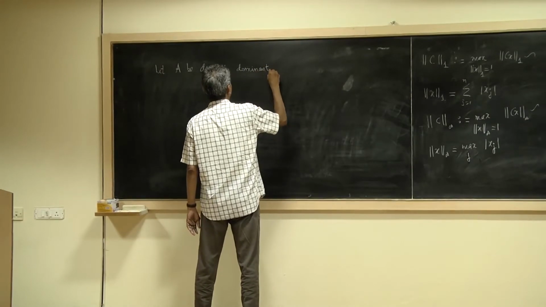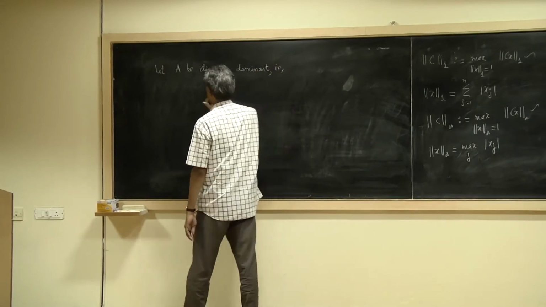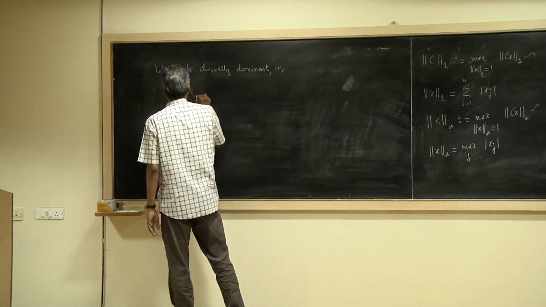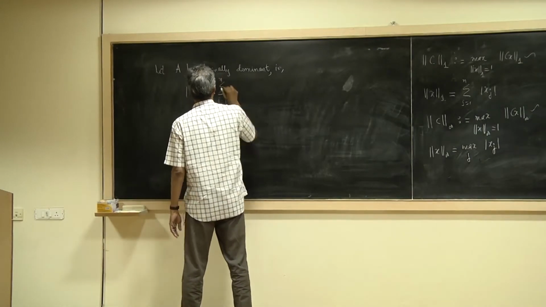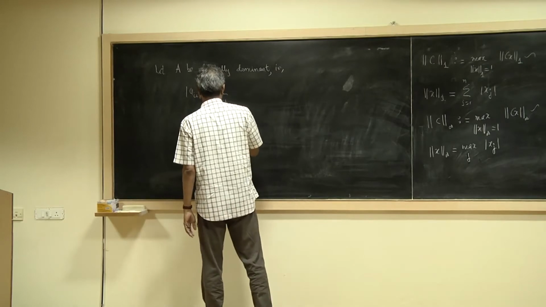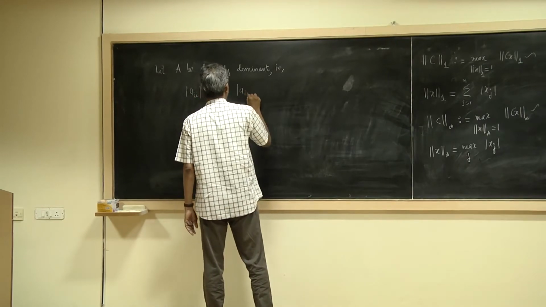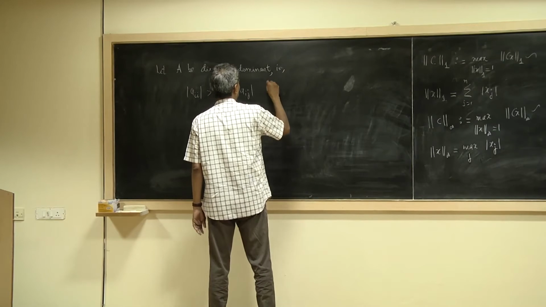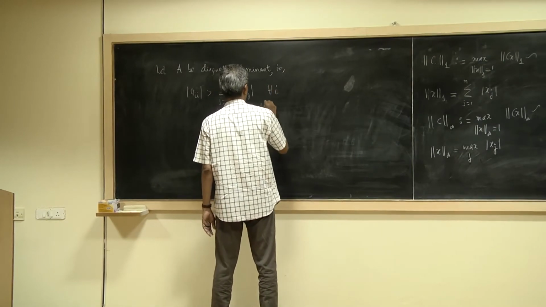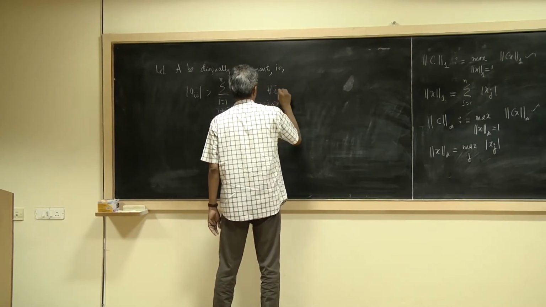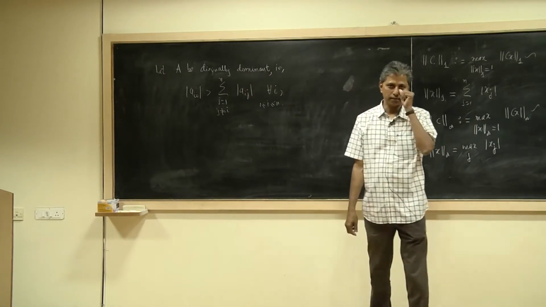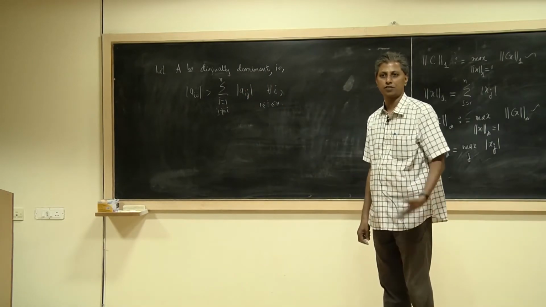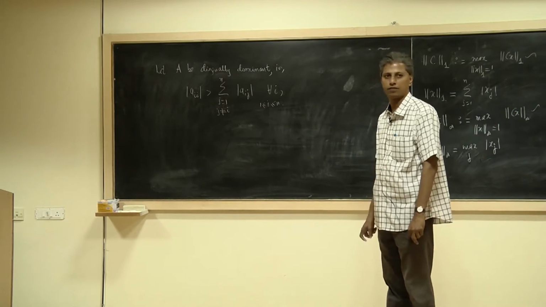So what's the meaning of this? The same as saying, modulus a_ii is strictly greater than the summation over j equal to 1 to n, j not equal to i, of modulus a_ij. This must be true for each i. This is diagonal dominance. Matrix A is said to be diagonally dominant, sometimes not strictly diagonally dominant, if this happens.